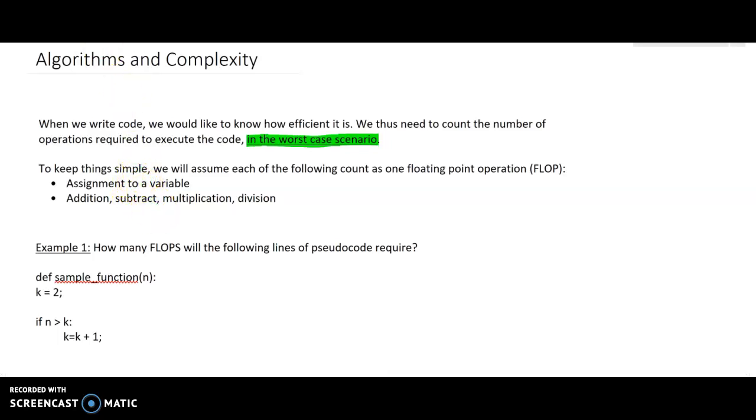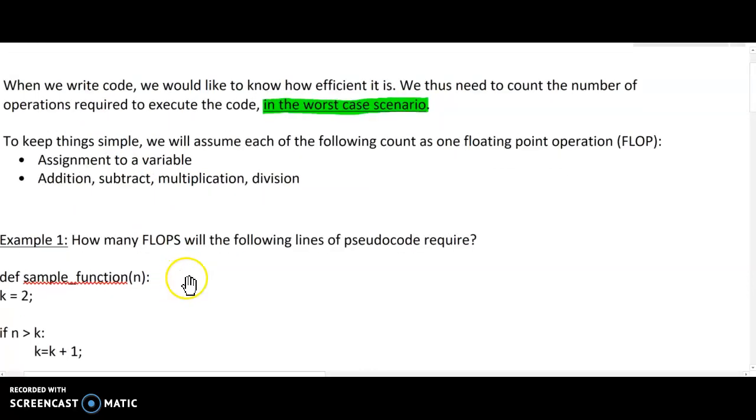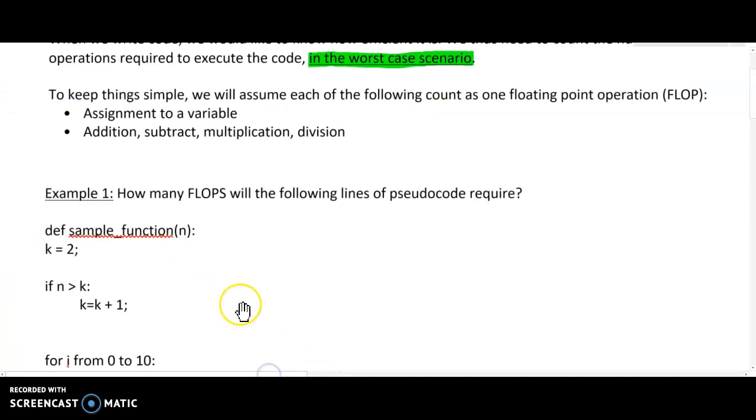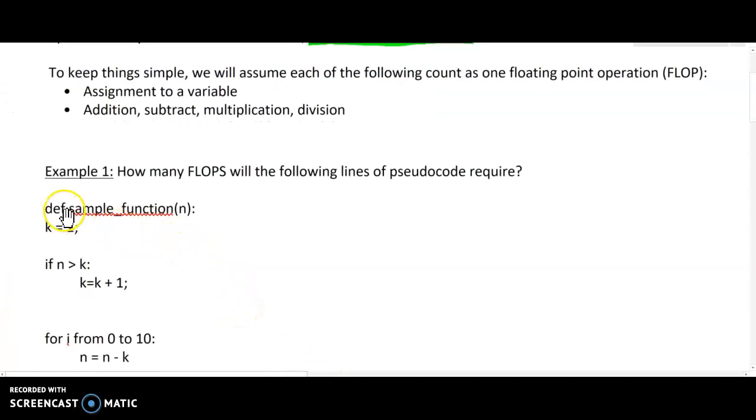Let's take a look at this code and see if we can conduct this analysis. We have a function called sample function. It has one input variable called n. When you call this function, an assignment is made: k equals 2. That's going to require one floating point operation. So right there, we'll have one flop.